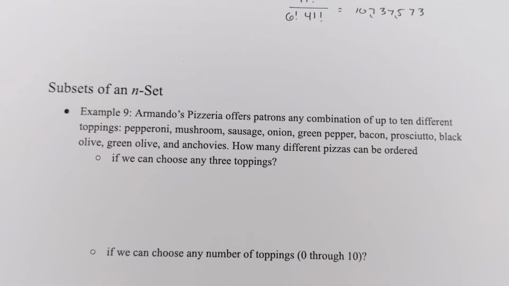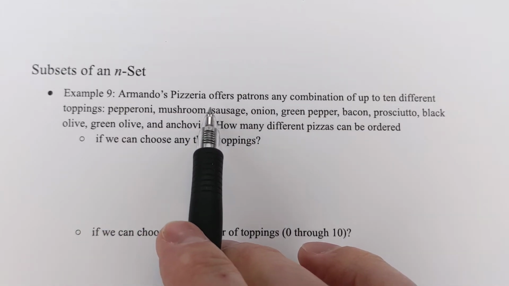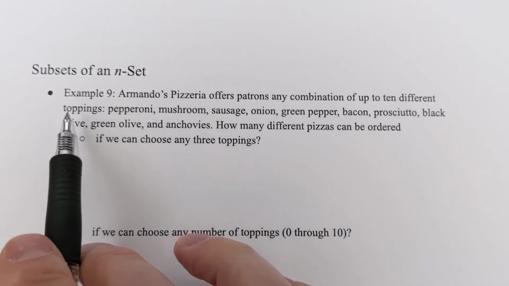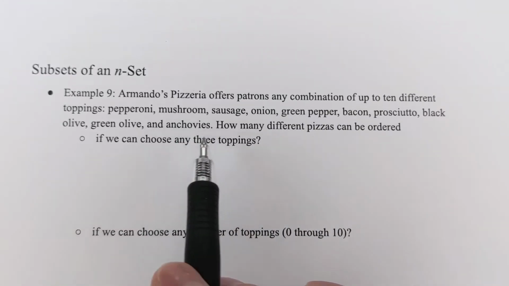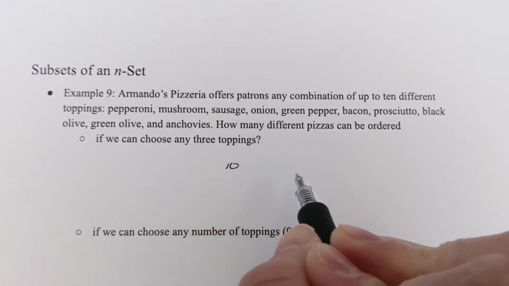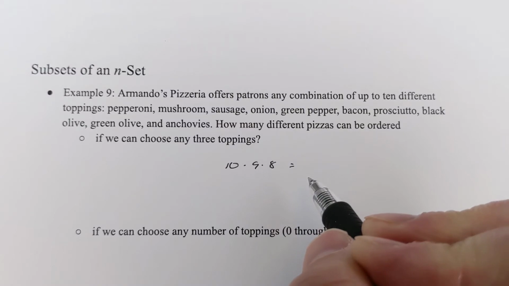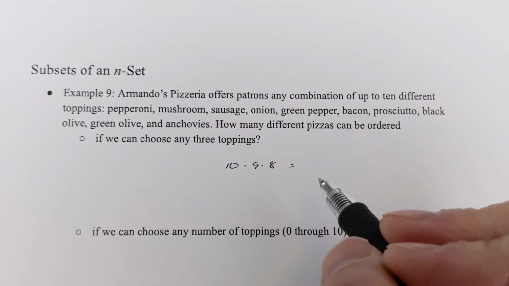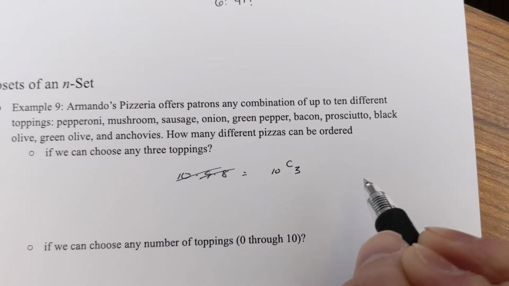All right, subsets of an N set. So Armando's pizza offers patrons any combination of the 10 different toppings, pepperoni, mushroom, sausage, and so on. How many different orderings if we choose any 3 toppings? So I have 10 choices for the first, 9, and then 8. No, but I guess order doesn't matter, so I can't do that.